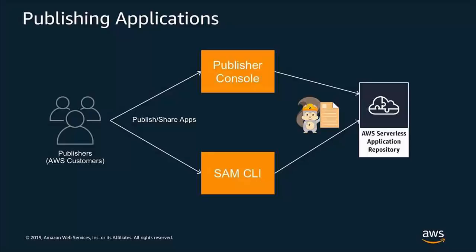Publishers can publish their SAM template to SAR using the SAM CLI, AWS Console, or AWS SDK. Any Lambda function or layer code referenced in the SAM template is copied into SAR, so publishers and consumers are decoupled from one another. Publishers can upload new versions of the app and use semantic versioning to let consumers know if a change is a simple patch or a breaking change.